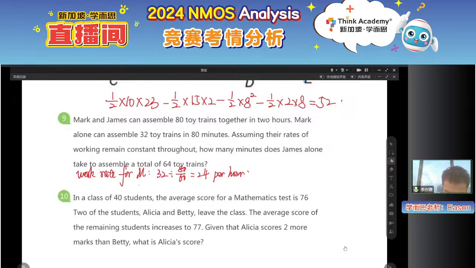Then we can get the work rate for James, because the total work rate is 80 divided by 2, which is 40 per hour, minus 24 to get 16 per hour. So this is the speed for James. If James wants to do 64, then 64 divided by 16 times 60, because it's asking for minutes, right? It would be 240. Easy question.